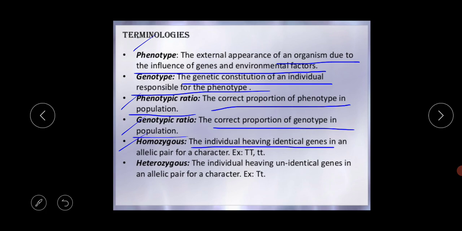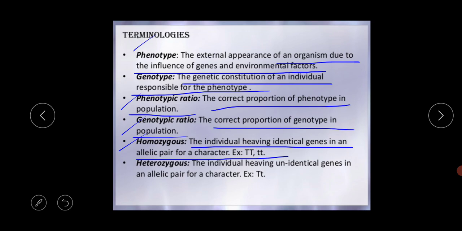So we will discuss later about this identical gene concept and the allelic pair concept. Okay. So what is the meaning of homozygous? Homozygous means the same gene or same characteristics. So the individual having the identical genes in an allelic pair for a character, that's called the homozygous.